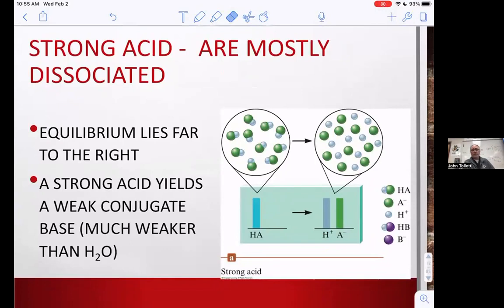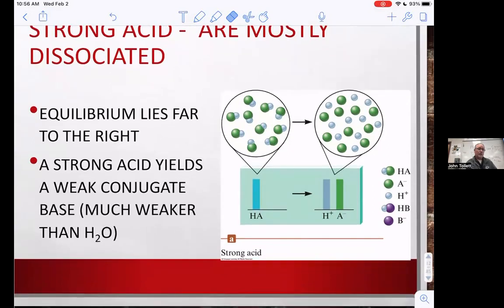So mostly dissociated are going to be your strong ones. There, showing it's completely dissociated into H plus and A minus. The equilibrium lies far to the right. If you add more hydrogen ions, it's going to produce more acidic solution, but it's not going to shift back to the reactant side. This is really not an equilibrium. However, with weak acids, it is.